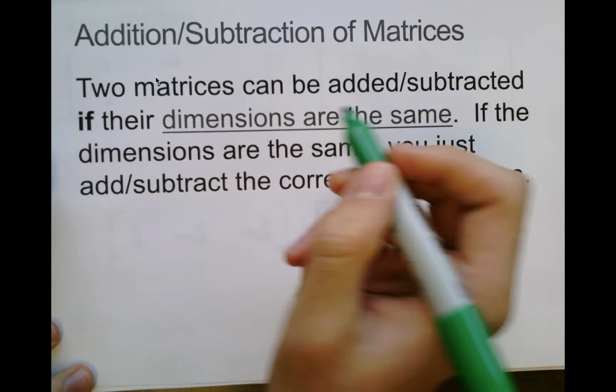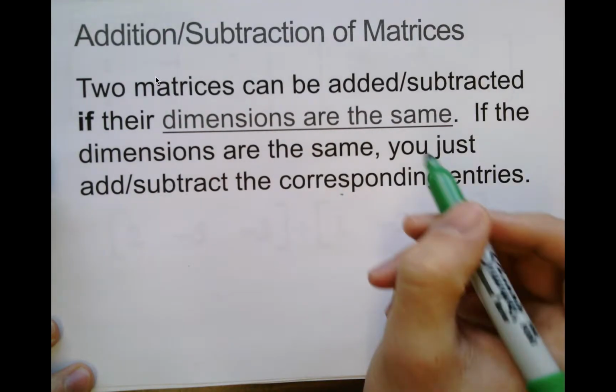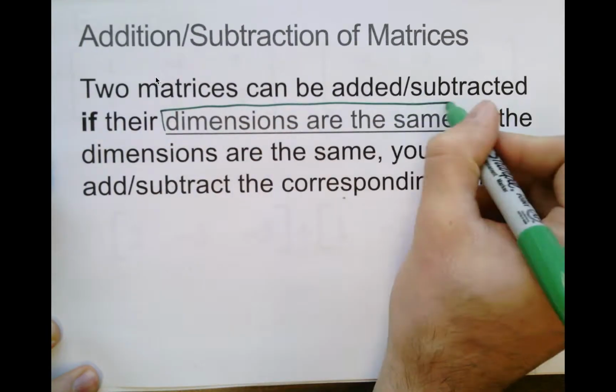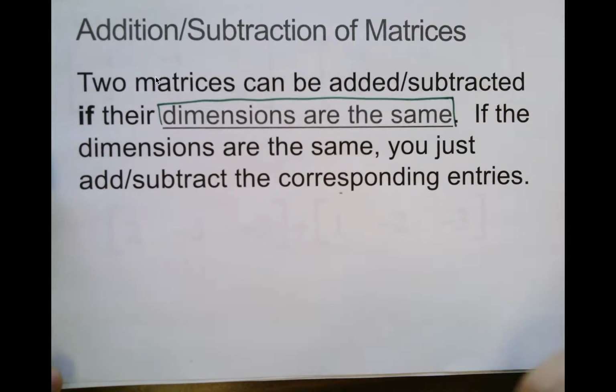Alright, but one key thing. Two matrices can be added or subtracted only if their dimensions are exactly the same. Because we're going to add or subtract each of the corresponding entries. If they're missing something like that, then we're not going to be able to add or subtract them.